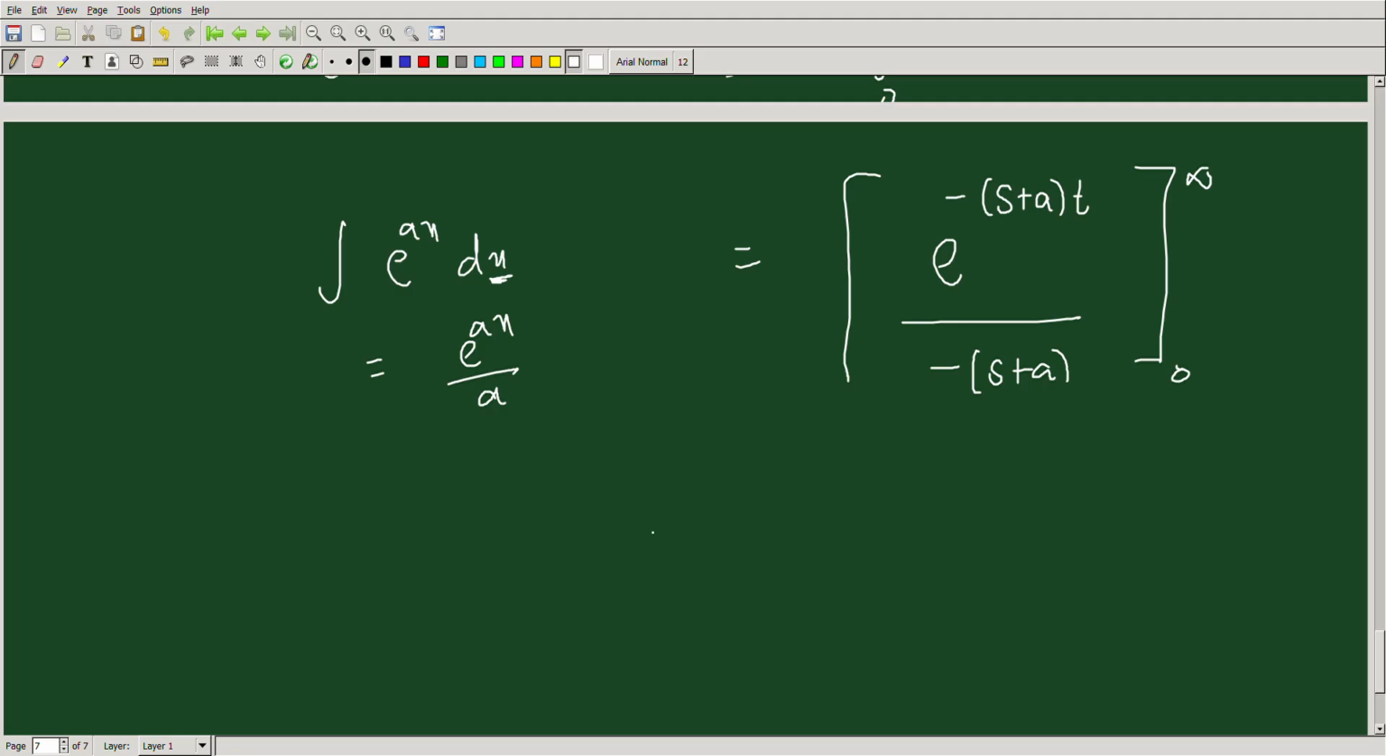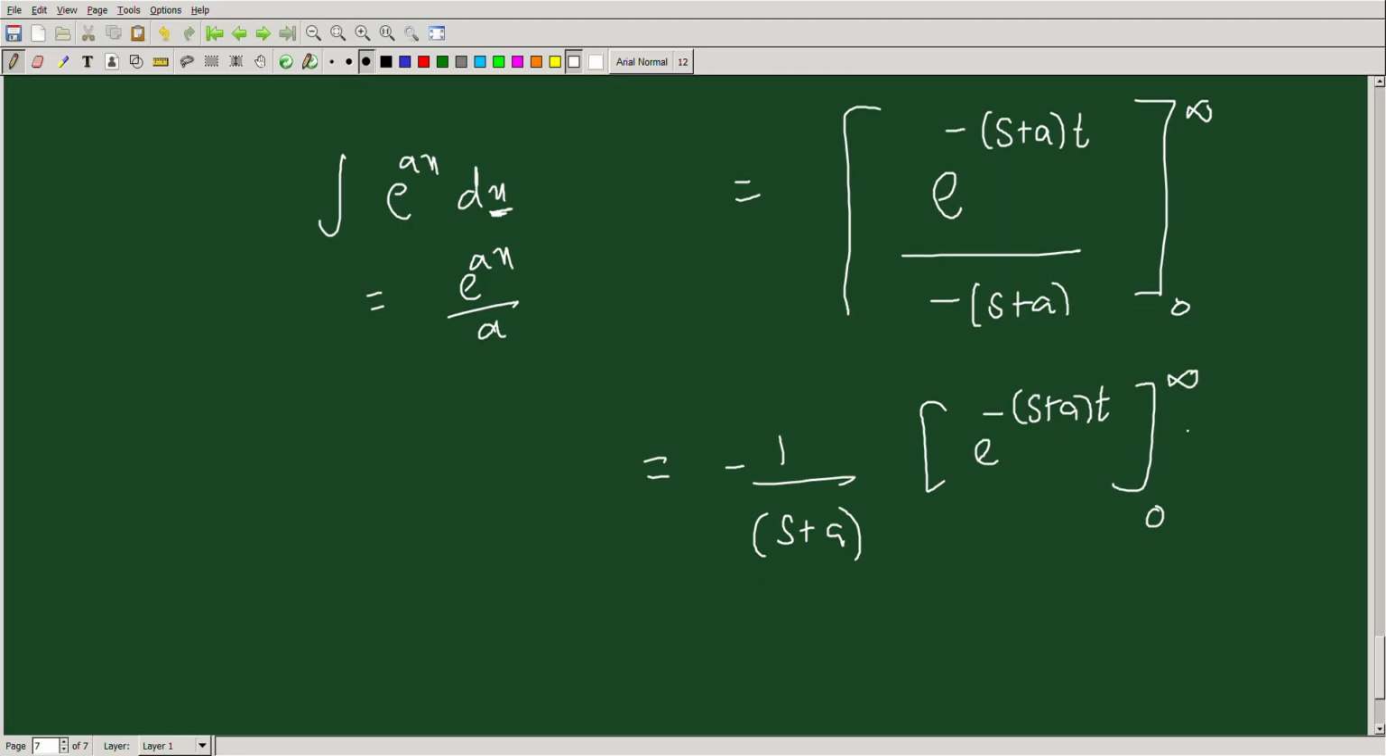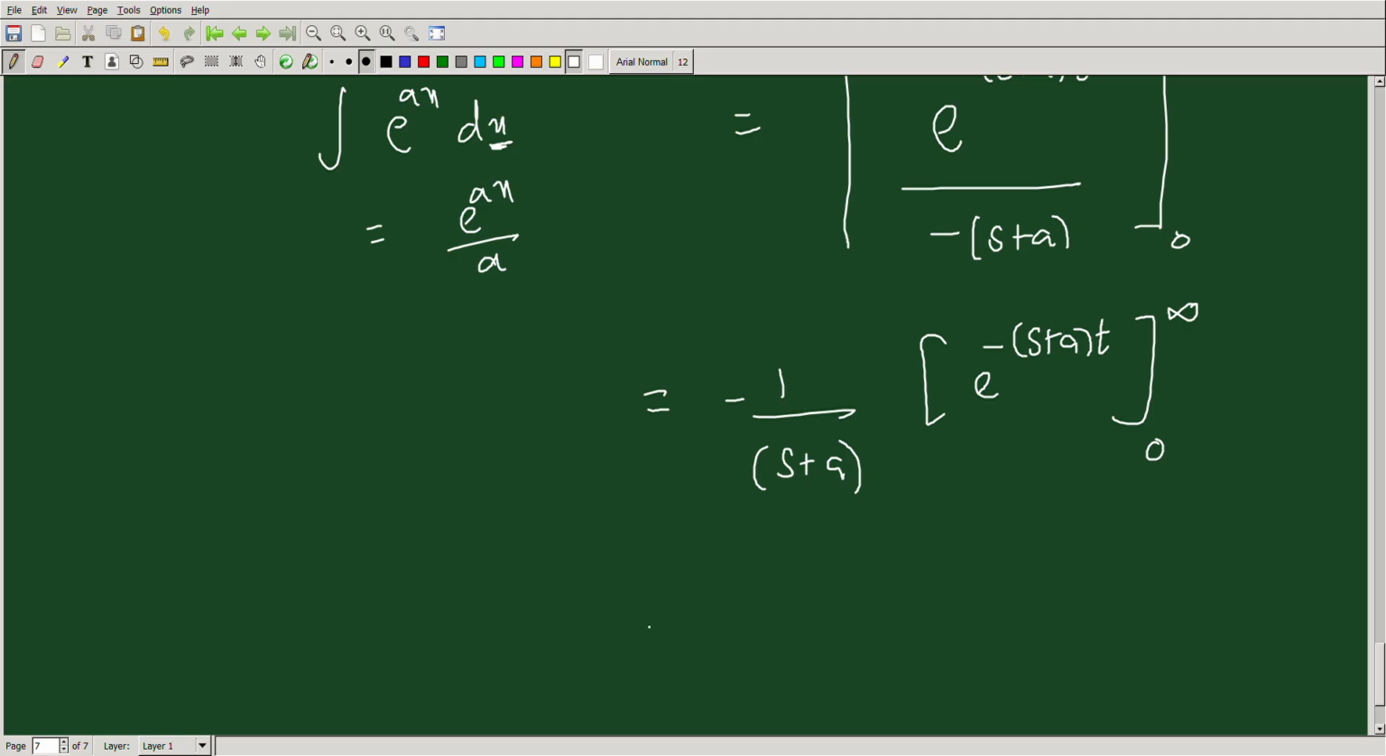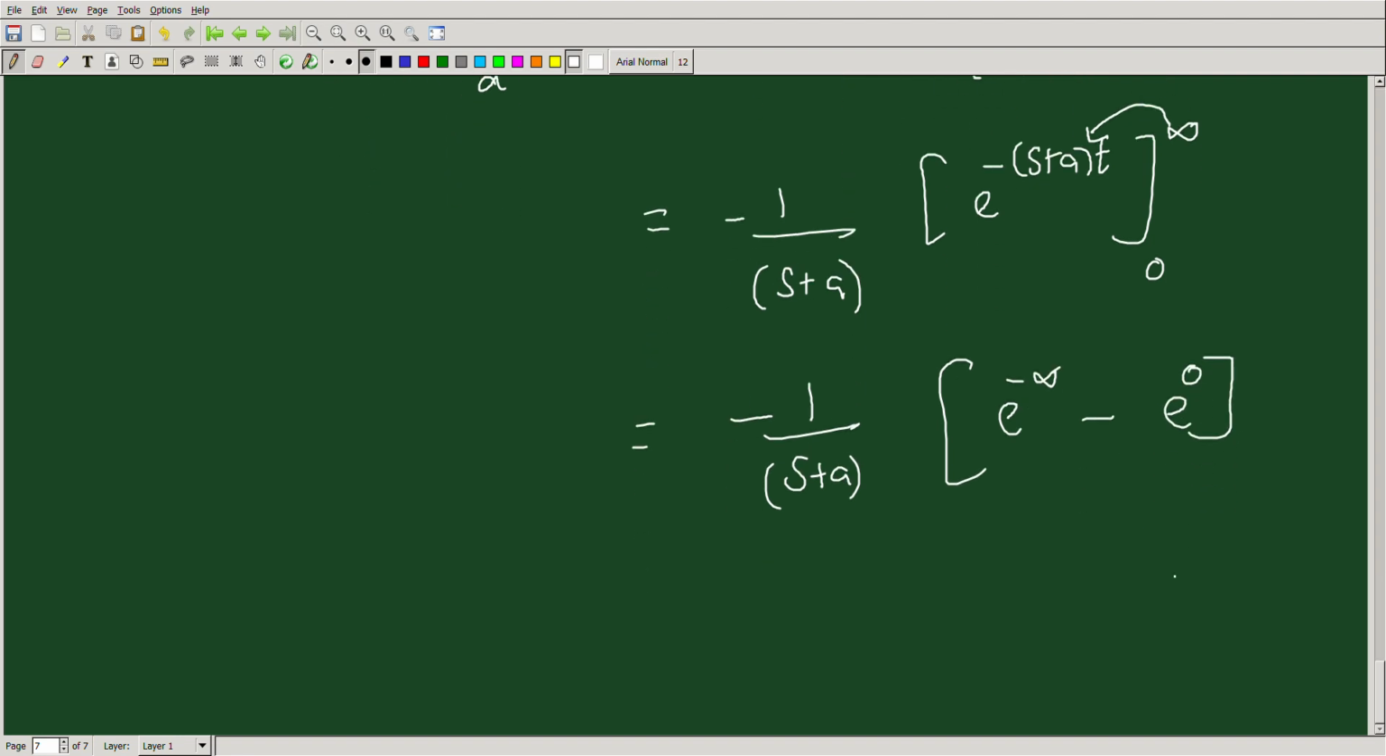Apply the limit. Before applying the limit, take minus 1 by s plus a outside, then the remaining e power minus of s plus a into t, limit 0 to infinity. Why did I take the negative out? I already told you, because e power minus infinity is 0. So apply the limit: instead of t, you are applying infinity. Infinity into anything is infinity. So e power minus infinity minus e power 0.